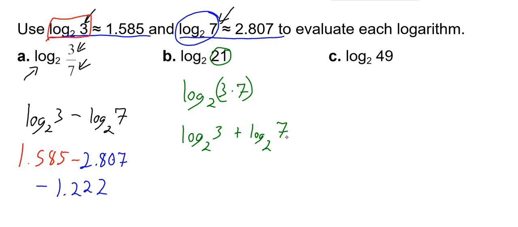Okay. And now by substitution, log base 2 of 3 is 1.585 plus log base 2 of 7 is 2.807. So we end up getting 4.392.